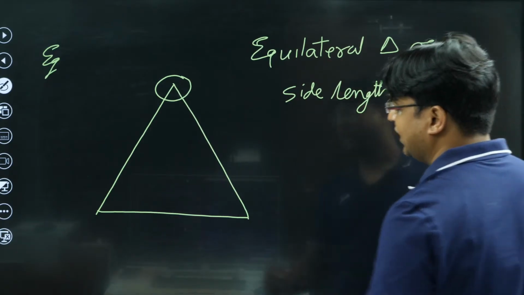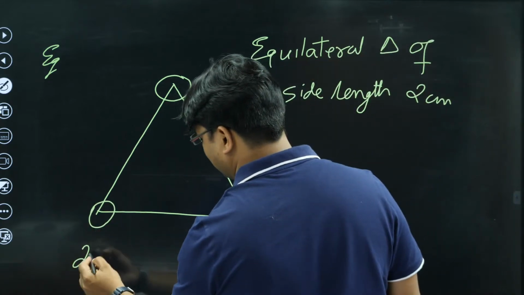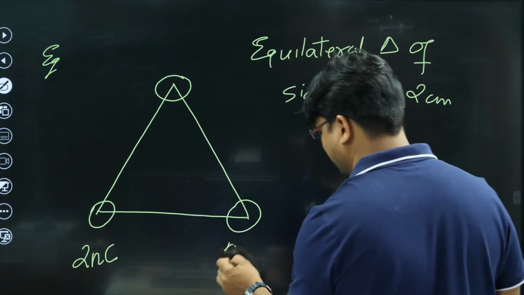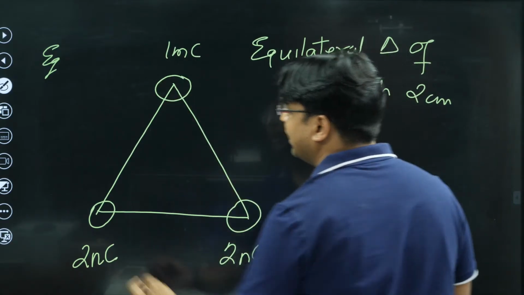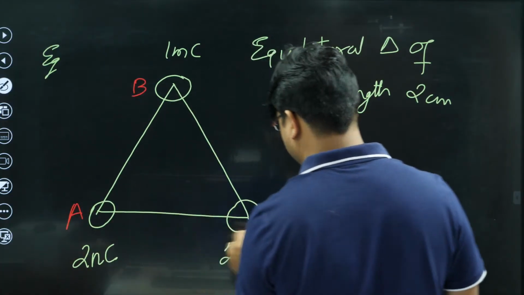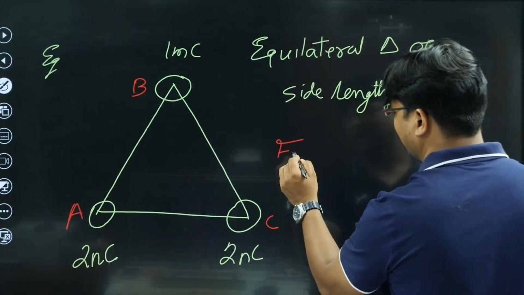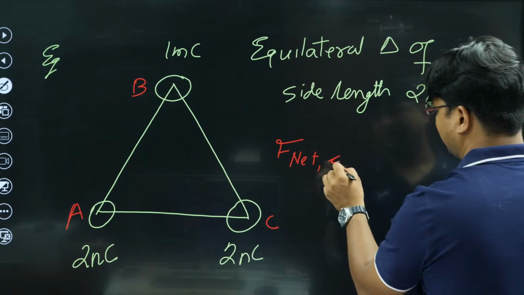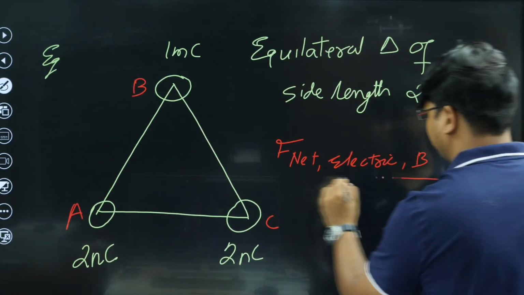Okay, and at all vertices there are charges. So there is a 2 nanocoulomb charge here, there is a 2 nanocoulomb charge here, and there is a 1 millicoulomb charge here. Let's name these charges as A, B and C. So the charges are kept like this. We want to know the net electric force on B.